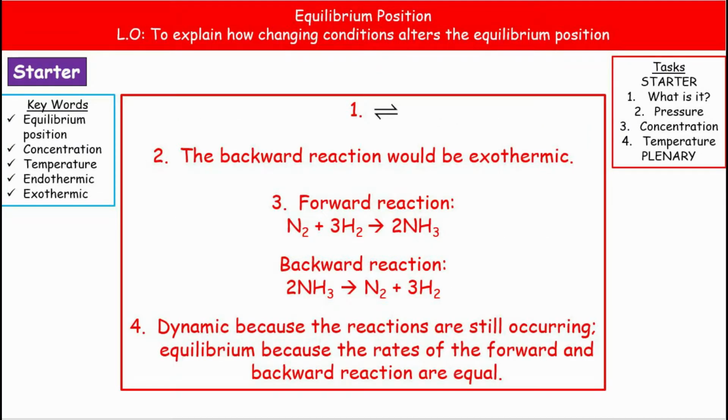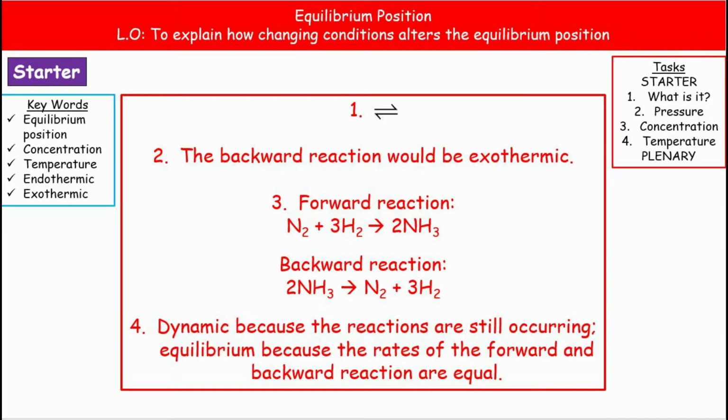Okay, let's check our answers then. Obviously, tick any you got right. So, question 1, the symbol for a reversible reaction is, as you can see on the screen, half an arrow going right, half an arrow going left. If the forward reaction is endothermic, then the backward reaction would be exothermic, because remember they're opposites of one another.